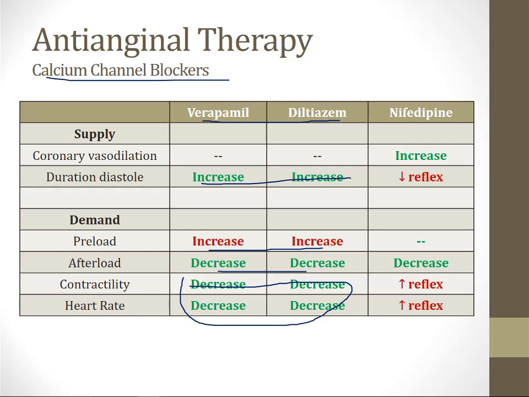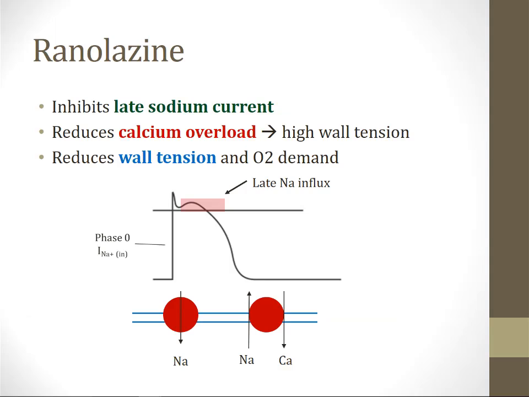Nifedipine is predominantly a vasodilator, so it leads to coronary vasodilation, which is helpful. It will also lower the afterload. The problem with nifedipine is that it often leads to reflex sympathetic nervous system activation. This will increase the heart rate and contractility, and because the heart rate goes up, the duration of diastole will go down.